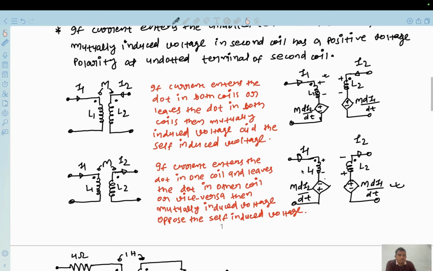Now in simple words, we are representing the mutually induced voltage by a current dependent voltage source, and we will give the polarity of this current dependent voltage source in such a way that if current enters the dot in both the windings, then it will add to the self-induced voltage, and if current enters the dot in one coil and leaves the dot in the other coil or vice versa, then it will oppose the self-induced voltage.